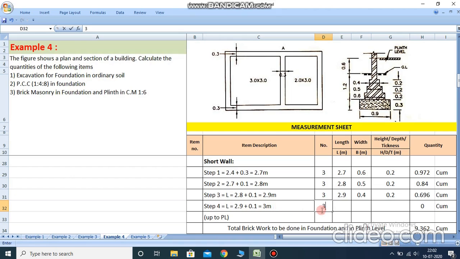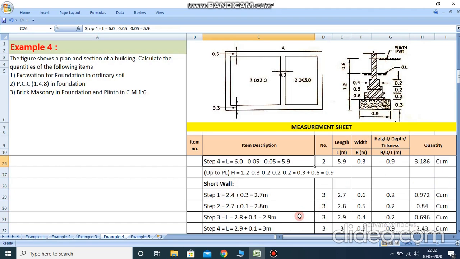So write here number is 3. Then the total length is 3 meter, the width is 0.3 and the thickness is 0.9 meter. So how to calculate the 0.9? We already discussed this in the long wall. So 1.2 minus 0.3 minus 0.2 minus 0.2 minus 0.2. We get this value, and then we add the ground level to plinth level, already given as 0.6. Clear? So we get the value 0.9.